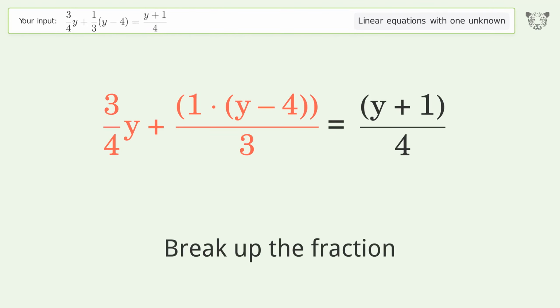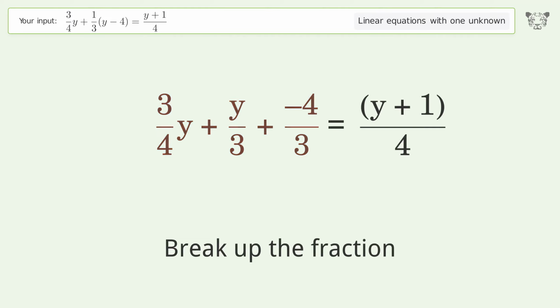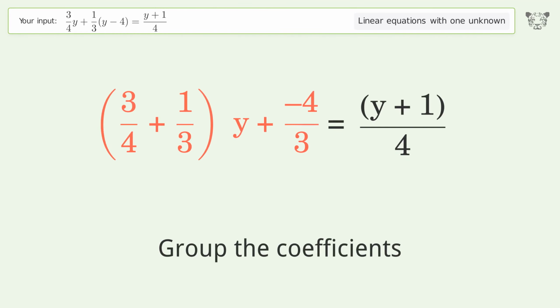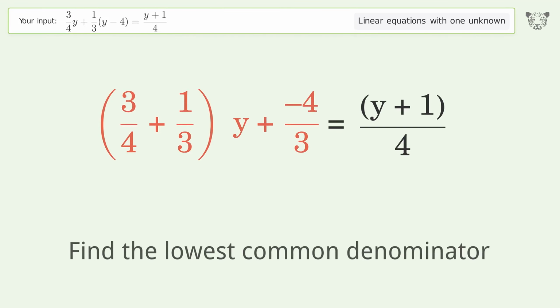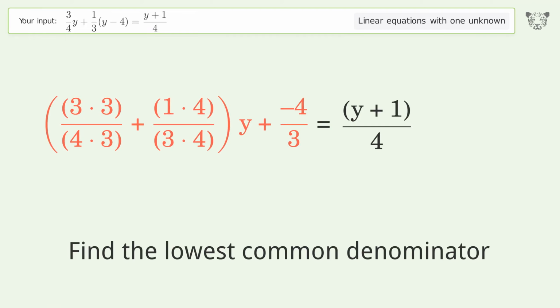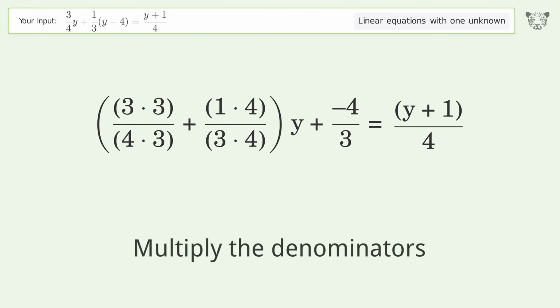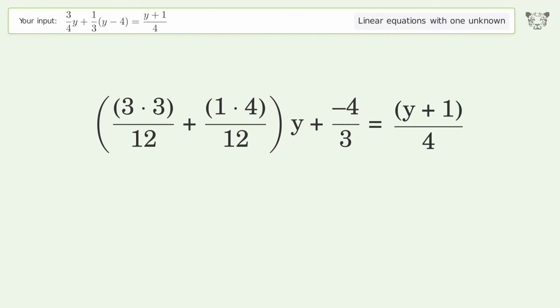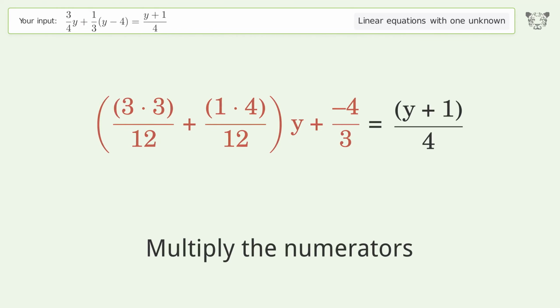Break up the fraction. Group the coefficients. Find the lowest common denominator. Multiply the denominators. Multiply the numerators.